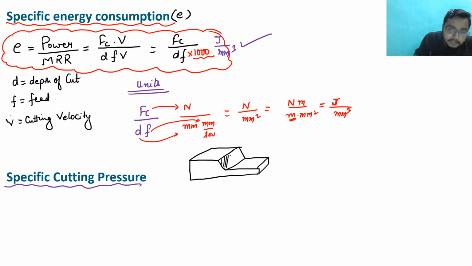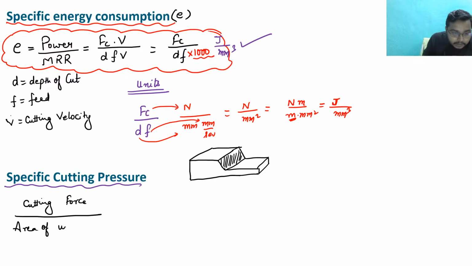See, in this plane, whatever pressure is created is the specific cutting pressure. Okay, so what is specific cutting pressure? It is defined as cutting force divided by the area of undeformed chip thickness.